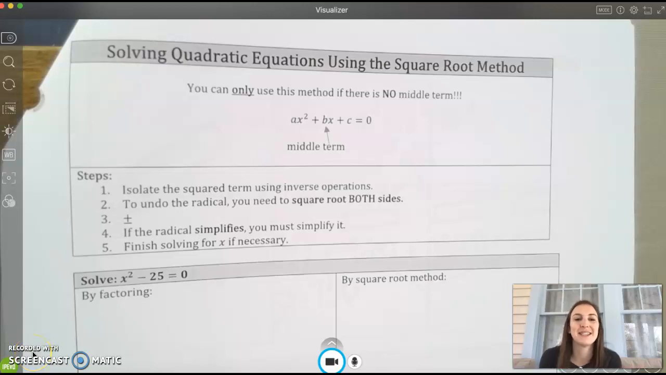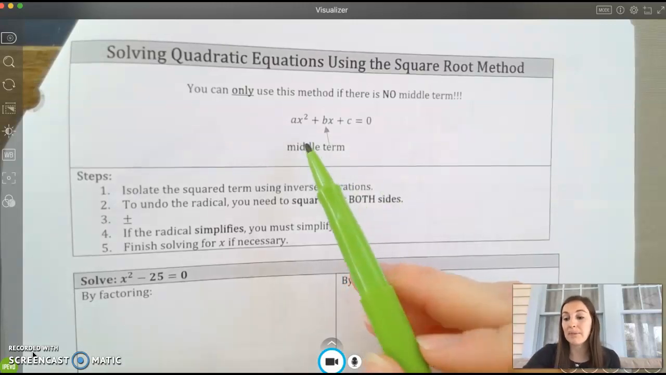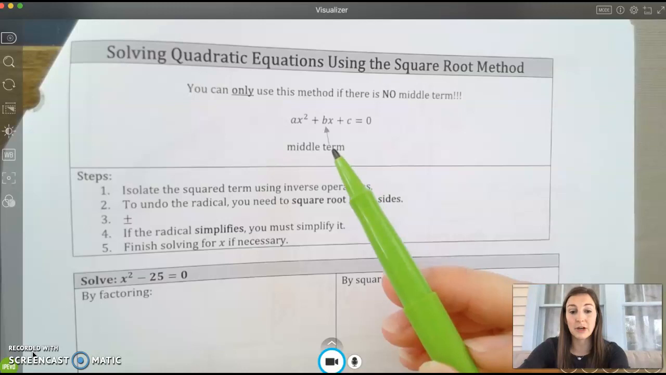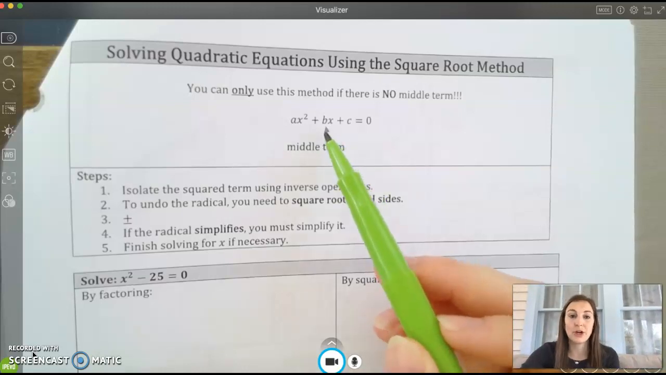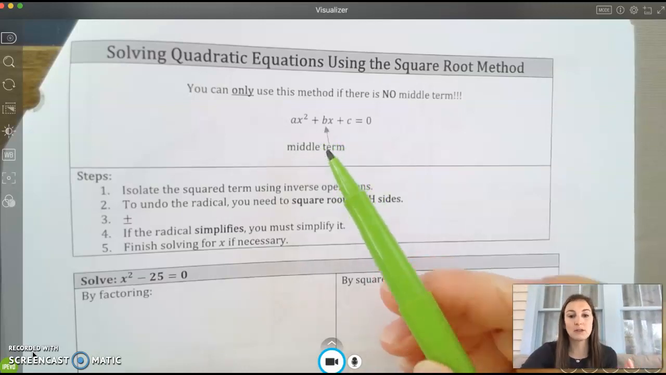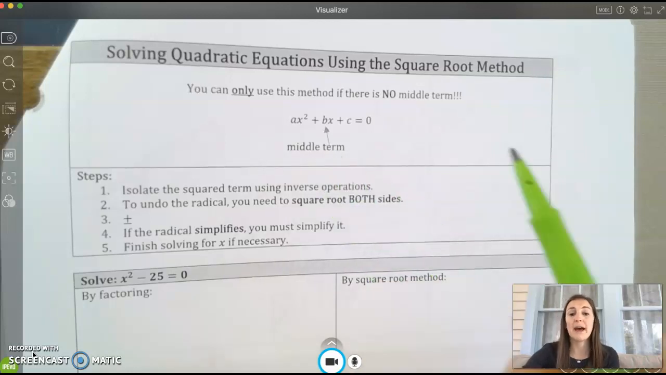Hey guys, so today we're going to talk about solving quadratic equations using the square root method. The square root method, we can only use it if there's no middle term. If we look here at ax squared plus bx plus c equals 0, it means that we have no b term. So something like 2x squared plus 4. We have only our x squared and our constant. We don't have our term with just x.